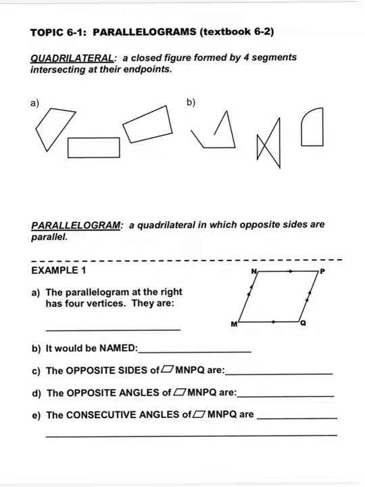So in this example here, A and B, for A, these would be considered quadrilaterals because all the figures are closed and they're intersecting at their endpoints. B, this one is not closed, so it wouldn't be considered a quadrilateral. Here there's an intersection somewhere in between, and this part here is not considered a segment.